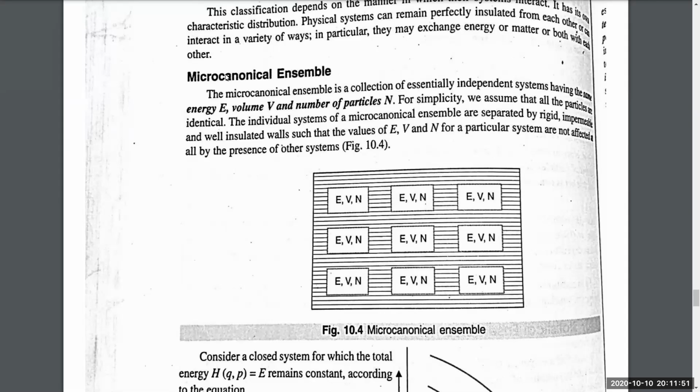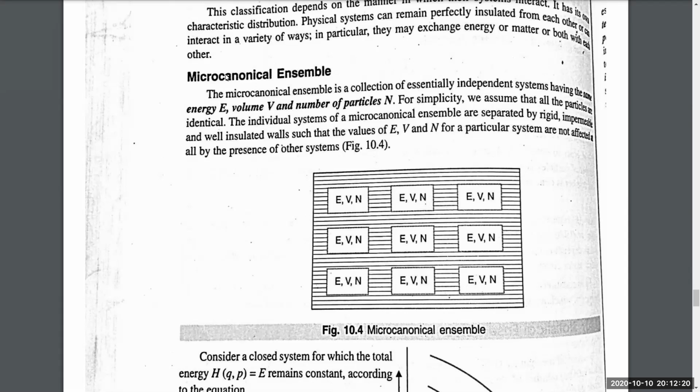So from outside, what we see is that these all may have the same quantities: the same energy, volume, and number of particles. But as we dig deeper, we will come across that they may have different sets of quantum states, different energies in those different quantum states. They will have discreteness in them. That thing we can't predict from outside, right?